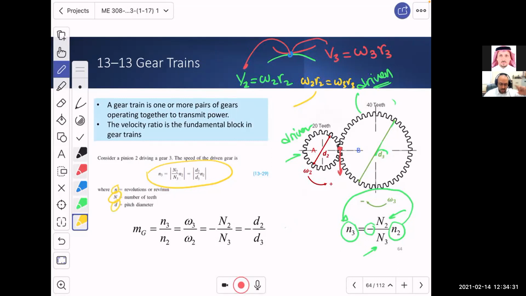If we focus on the gear ratio, mg, it is N3 over N2, which is omega-3 over omega-2, which is, if you give omega and the RPM a sense of direction, whether this is positive or negative, then just putting the sign will make sure that you will have this distinction between what is going to rotate in a clockwise and what's going to rotate in a counterclockwise. All right. So it is N2 over N3 or D2 over D3.